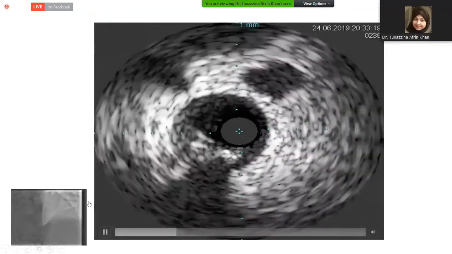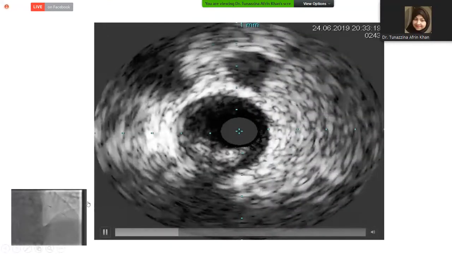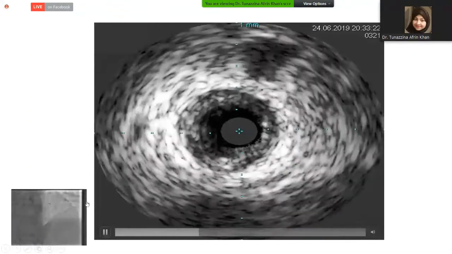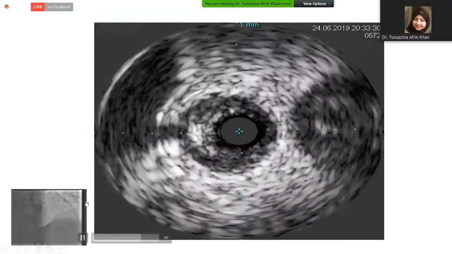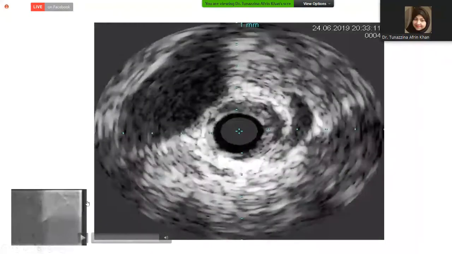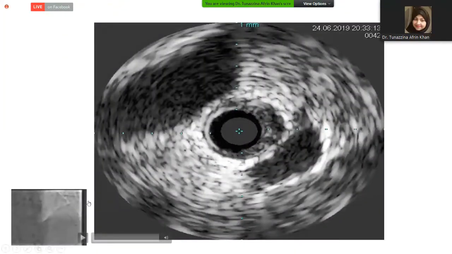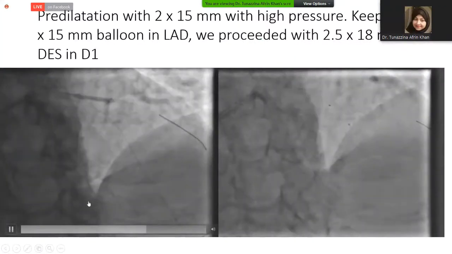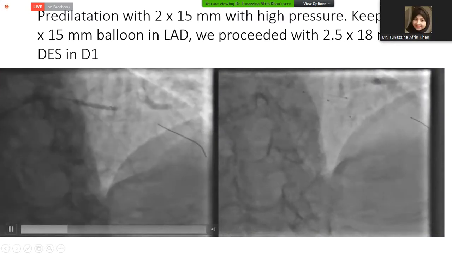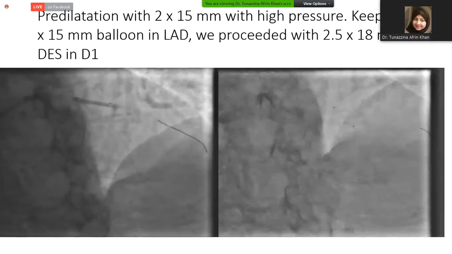You can also see the circumferential lesion in the diagonal. This is the ostium of the diagonal, and this is the LAD. Then we pre-dilated the diagonal branch at high pressure with a 2.0 by 15 millimeter balloon. And keeping another 2.0 by 15 millimeter balloon in the LAD, we proceeded with the 2.5 by 20 millimeter drug-eluting stent in the diagonal.